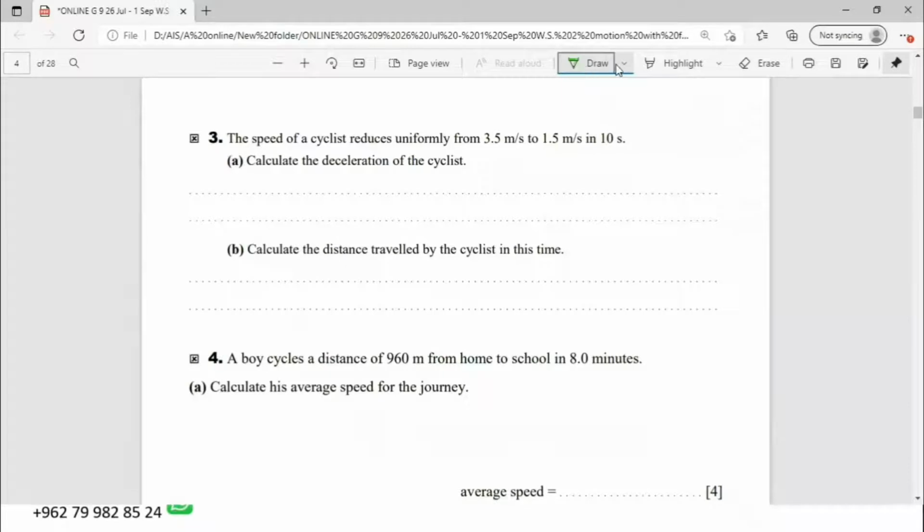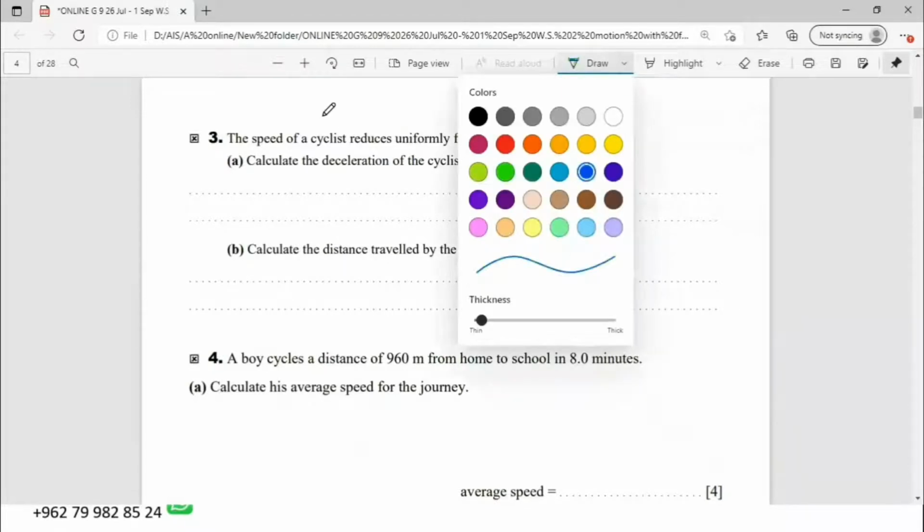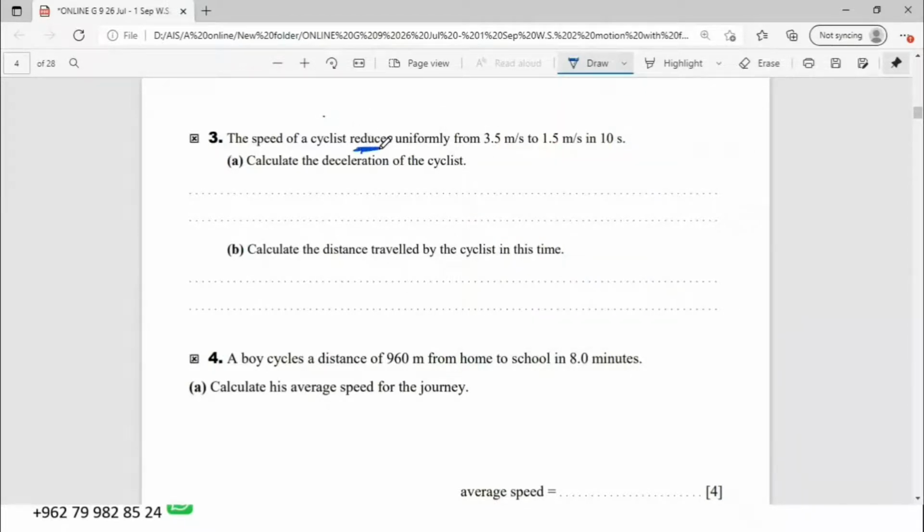The speed of a cyclist is reduced uniformly. What does this mean? It means we have deceleration from 3.5 meters per second to 1.5 meters per second in 10 seconds. Calculate the deceleration. I don't have a formula for deceleration, guys.